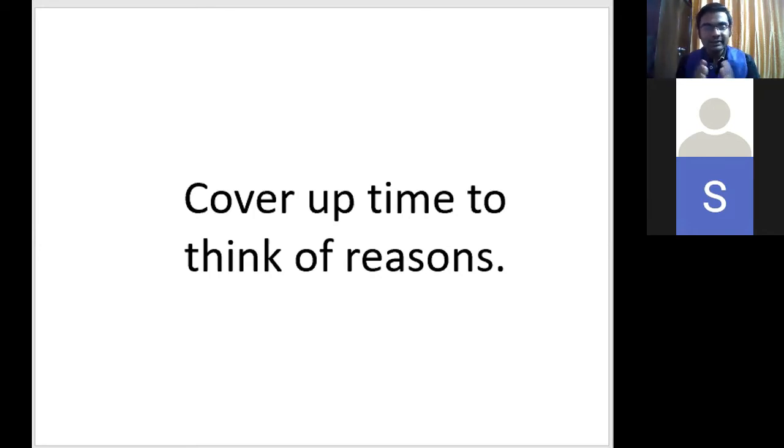Do not use fillers in between. Right now, if you observe me, I am using pauses in between because I do not want to use fillers. I have intentionally given myself some pain, and that's why I am talking from my own experience. That pain really works when it comes to avoiding fillers. So cover up time to think of reasons.